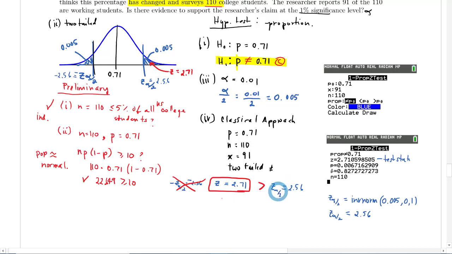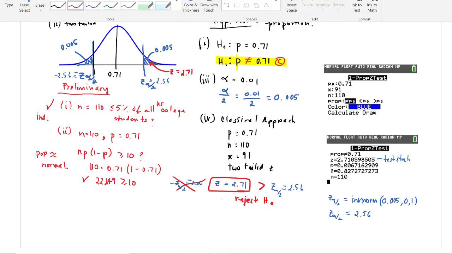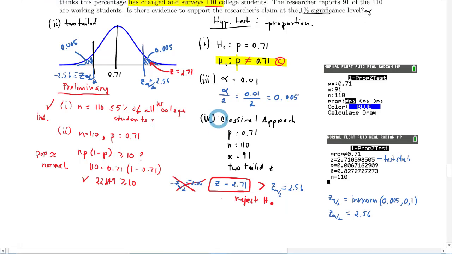So we just are testing z-scores and the critical value, but it's the same approach for the p-value. So let's do the p-value next. So this was the classical approach. Let me box it. I'm going to have to scroll down a little. So now let's go ahead and do the p-value approach.